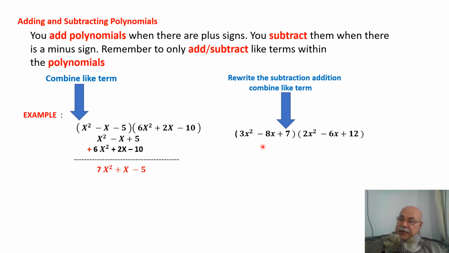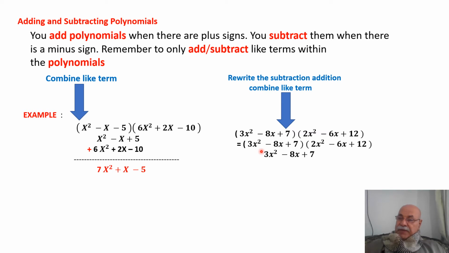We have here two brackets with polynomials, with so many items: one item, two items, three items, and one item, two items, three items. This is the first bracket and this is the second bracket. Now we want to subtract.